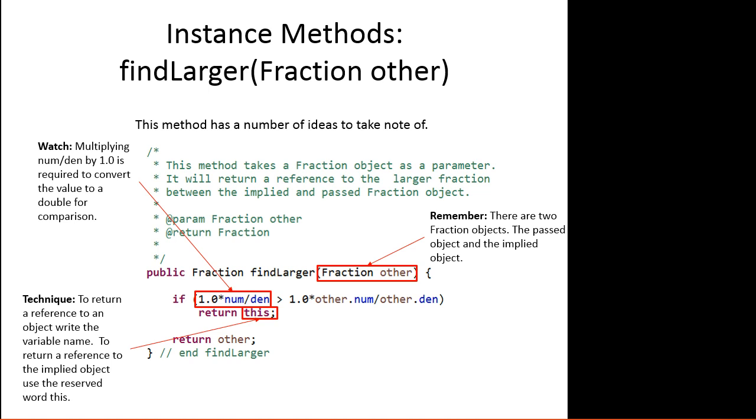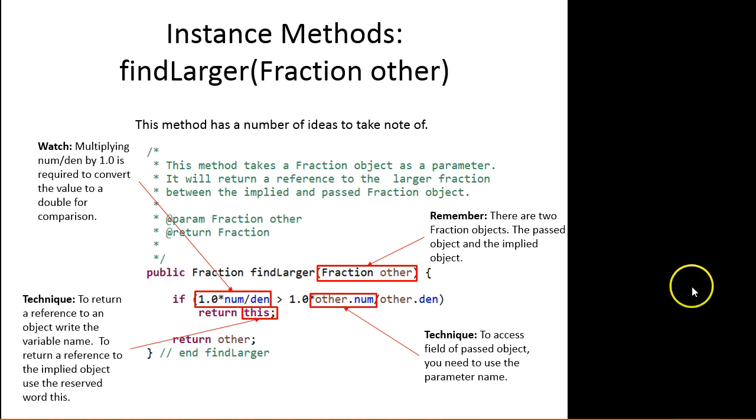Again, watch this. Multiplying num divided by denom by 1.0 is required to convert the value to a double for comparison. Otherwise, you'll get the logic error here. And to access the field of a passed object, we use the name in front of it. So my passed object here is other, and I'm going to say other.num to access that, other.denom to access the other one. So this is a really important slide because it really highlights that point that even though I'm only passing one object, there are two objects at play. We often think about our implied object and our passed object.